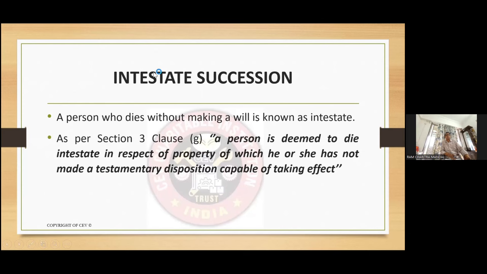So next, intestate succession. A person who dies without making a will is known as intestate. As per section 3, clause G, a person is deemed to die intestate in respect of property of which he or she has not made a testamentary disposition capable of taking effect.